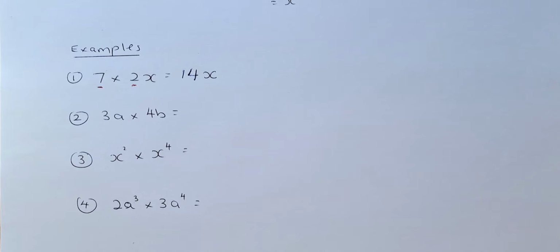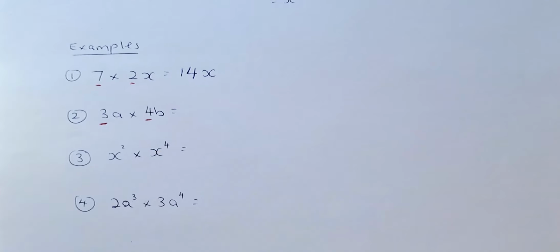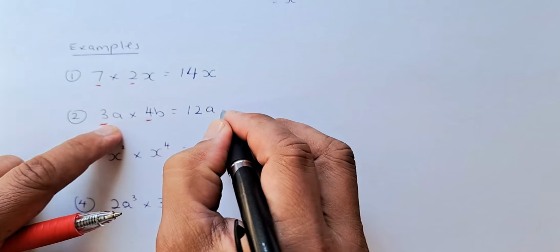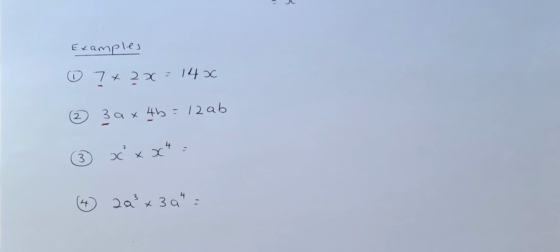Next example, 3a multiplied by 4b. Again, you multiply numbers with numbers. So 3 multiplied by 4, you will get 12. And a on its own, put a, and b on its own, so that would be 12ab. So that is how you multiply algebraic expressions.